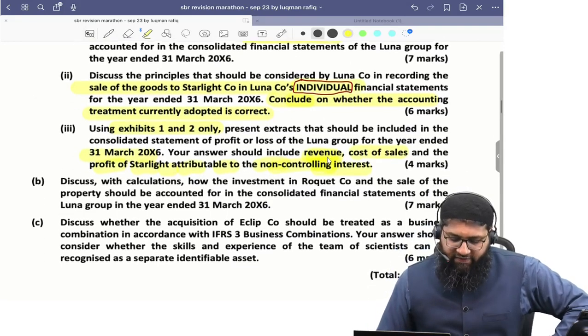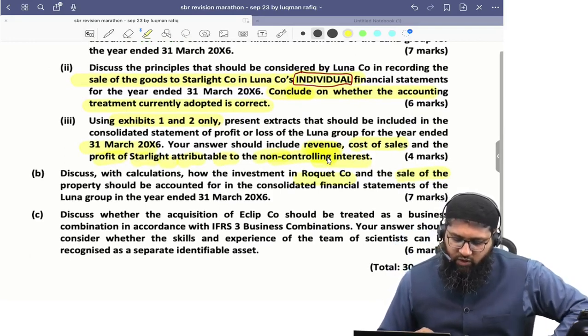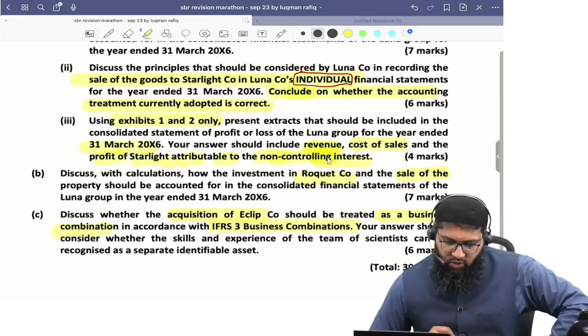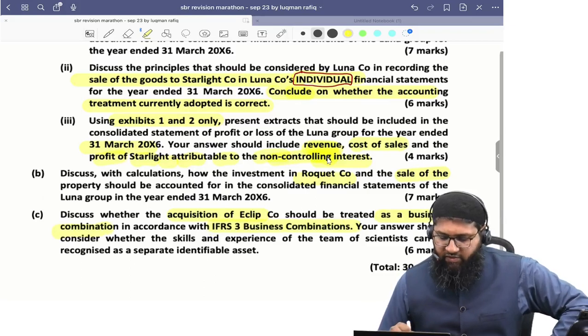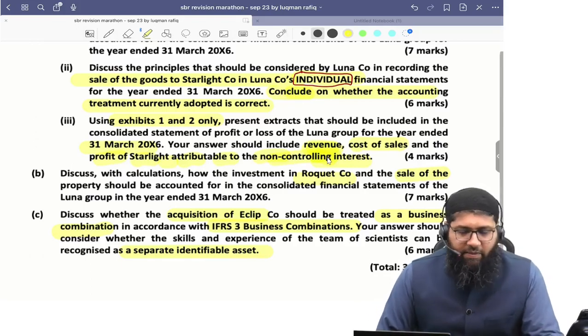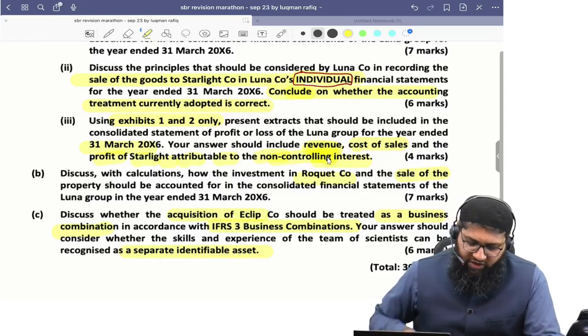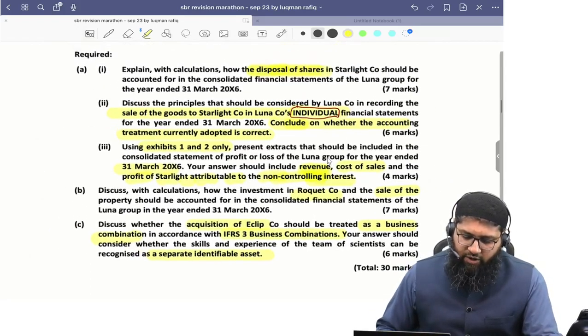Then another requirement: discuss with calculations how the investment in Rocket should be accounted for and how the sale of property should be accounted for. Discuss whether the acquisition of Eclipse should be treated as a business combination in accordance with IFRS 3. Your answer should consider whether the skills and experience of the team of scientists can be recognized as separate identifiable assets. So there are multiple scenarios, multiple situations that we have to discuss with respect to this question. Let's start discussing each one of them.